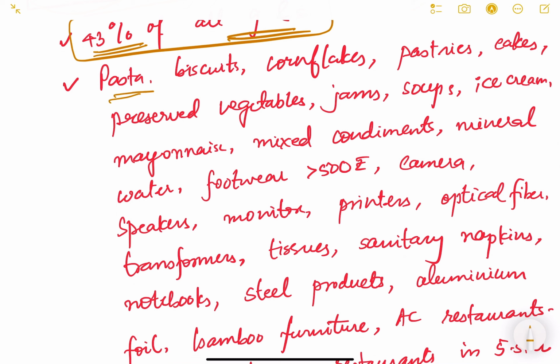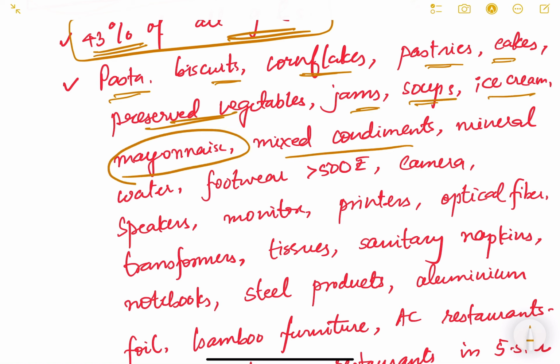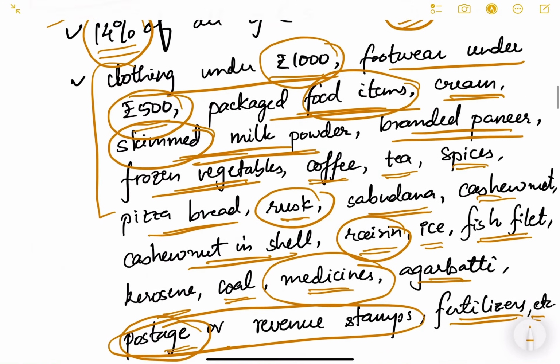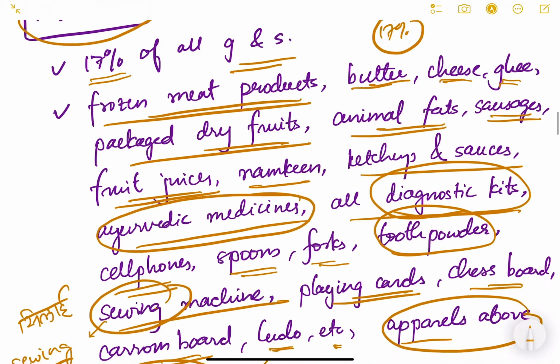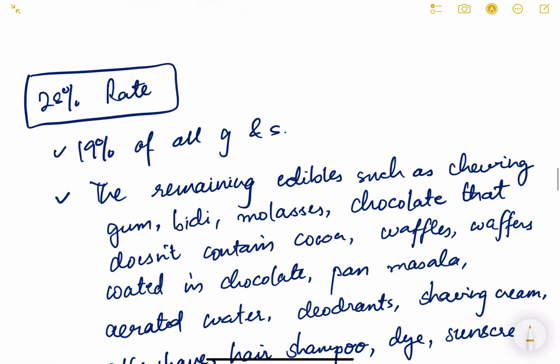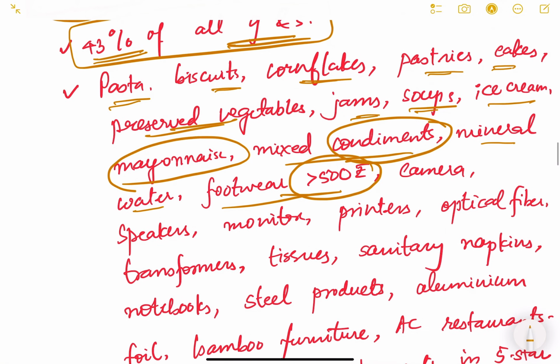So these are pasta, biscuits, cornflakes, pastries, cakes, preserved vegetables, jams, soups, ice creams, mayonnaise, mixed condiments meaning masale, mineral water, footwear more than 500 rupees. Okay, हमने देखा था footwear less than 500 rupees. यहाँ पर footwear under 500 rupees was at 5% rate, but if it is footwear more than 500 rupees, then it is taxed at 18%.